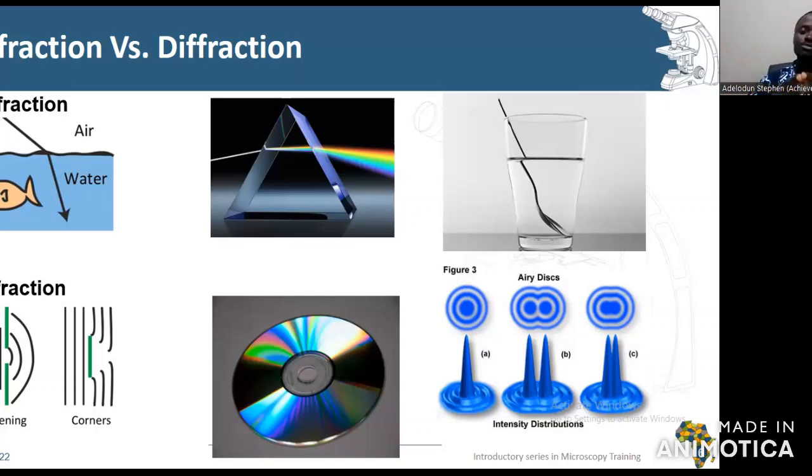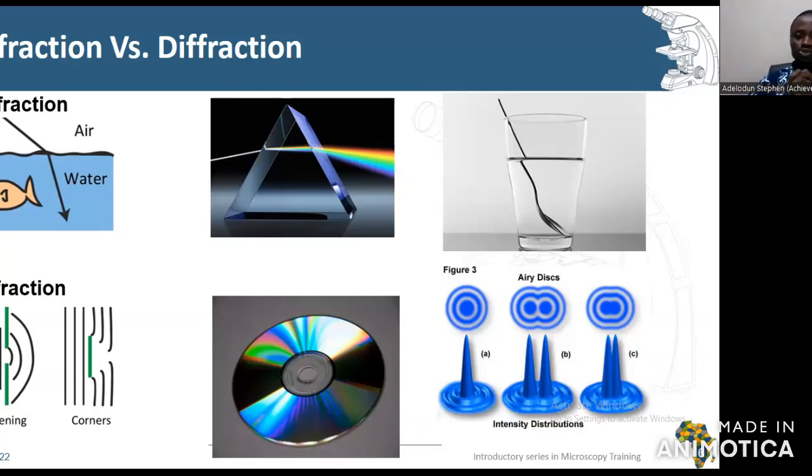The second example is what happens when you have a spoon inside a glass cup of water. The spoon appears to be broken at the surface of the water. It is actually refraction that causes that.